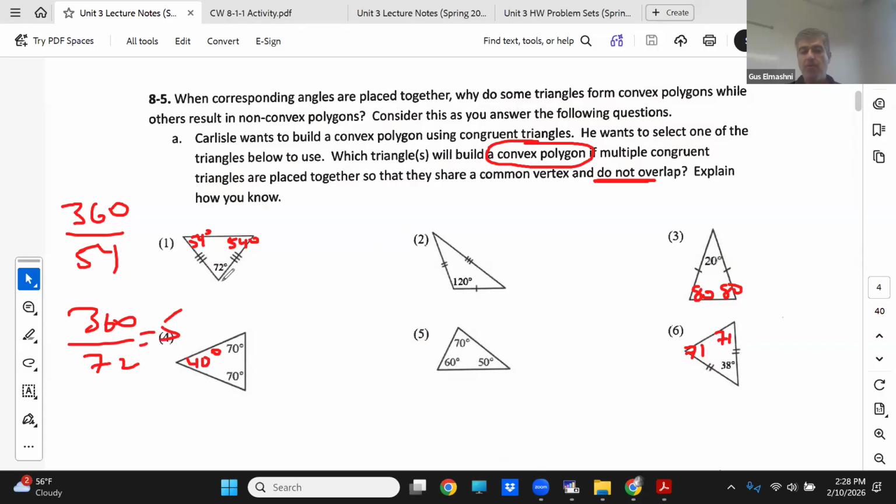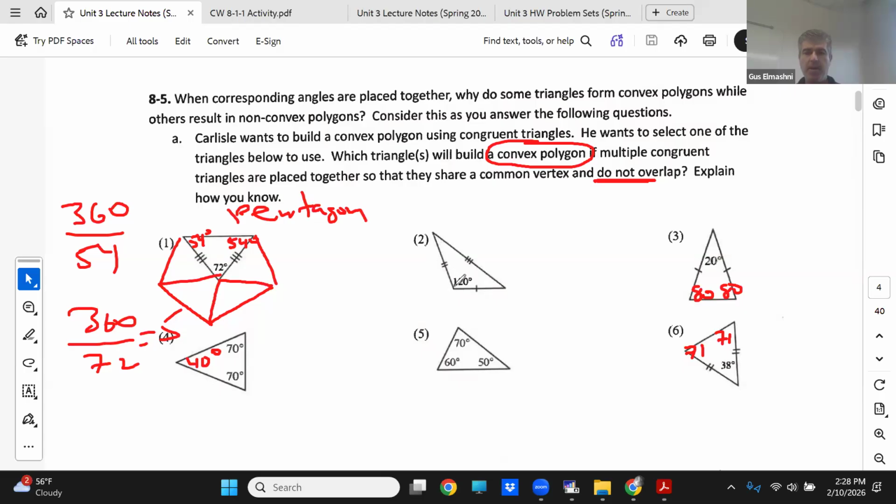So what that means is I'm going to draw 5 more, just like that. So if you think about it, what kind of shape am I making over here? Almost. Pentagon, good. That's a pentagon.